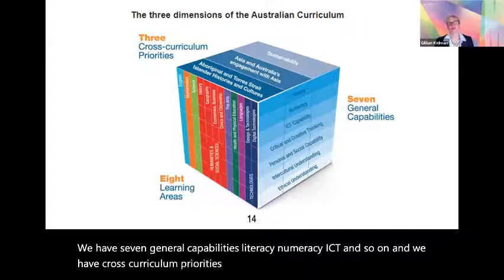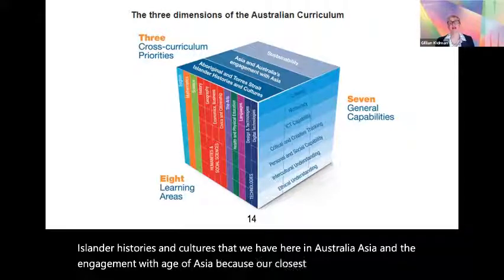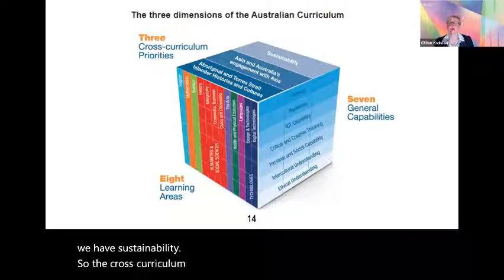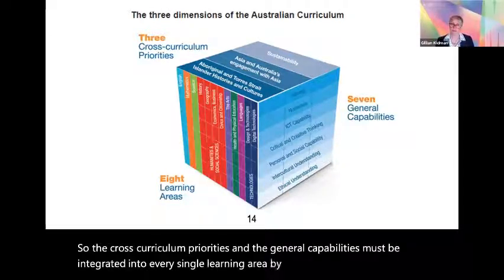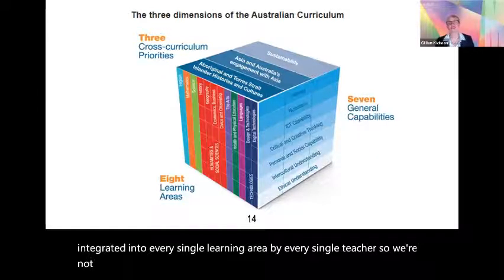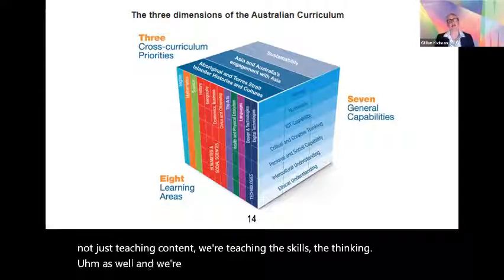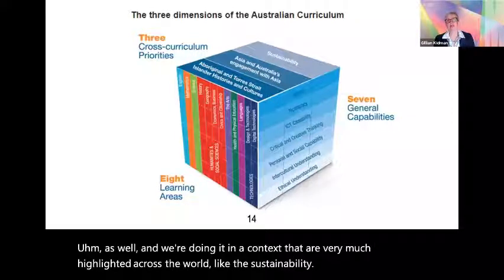And they are the Aboriginal and Torres Strait Islander histories and cultures that we have here in Australia, Asia and the engagement with Asia, because they're our closest neighbours. And of course, we have sustainability. So the cross-curriculum priorities and the general capabilities must be integrated into every single learning area by every single teacher. So we're not just teaching content, we're teaching the skills, the thinking as well, and we're doing it in contexts that are very much highlighted across the world, like sustainability, the big COP26 that's going on now.